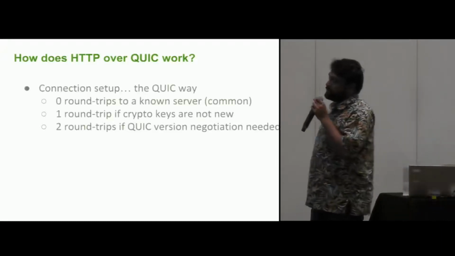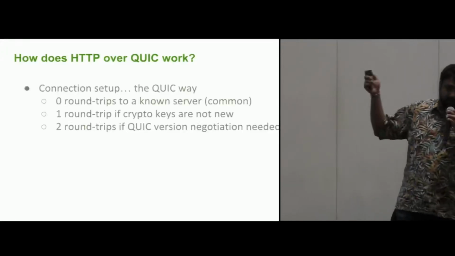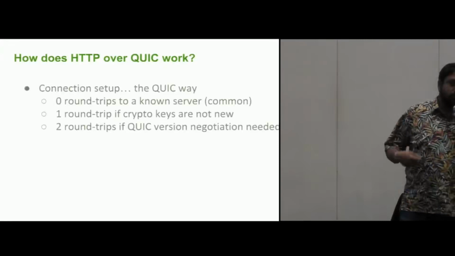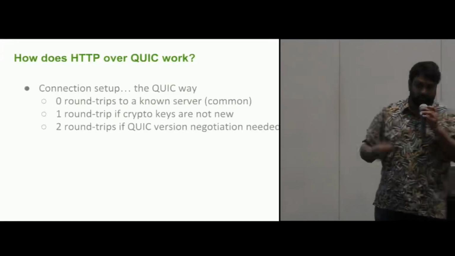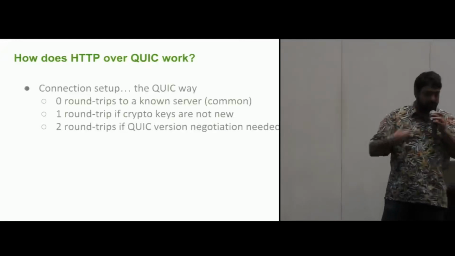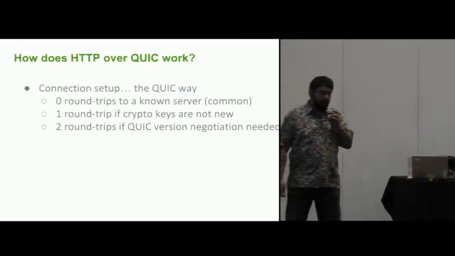If version negotiation is needed, then we take up to 2 round trips. But these are the uncommon cases. And the most common case is expected to be the 0 round trip case. Because when you go to a website, when you go to a server and request a resource, it's very likely that you're going to go back to the same server and request another resource. This is just simply locality. And that's very common.